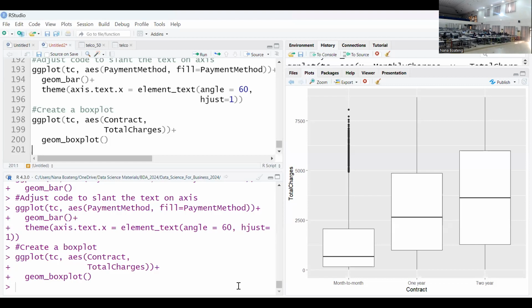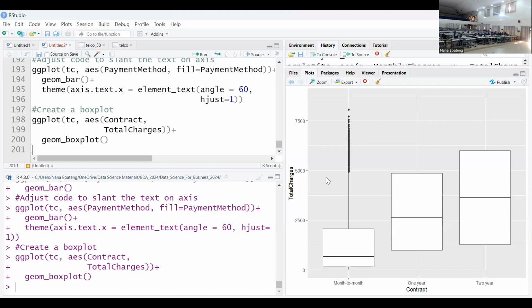Then from the top of the box, like this here, to this side, the maximum point, is where we have the upper whisker. That is from 75%, the third quartile, upwards. Okay, it's where we have the upper whisker.